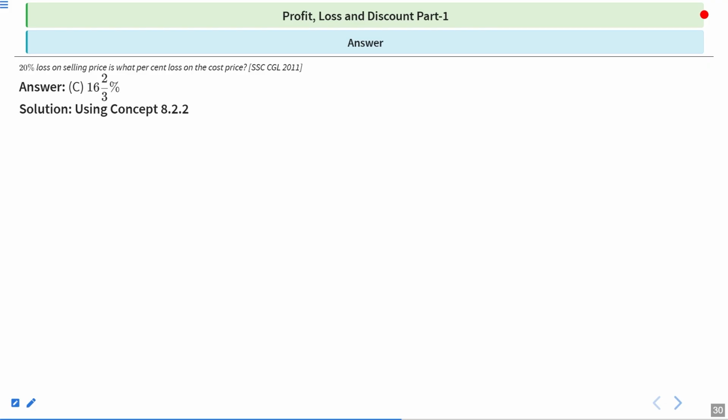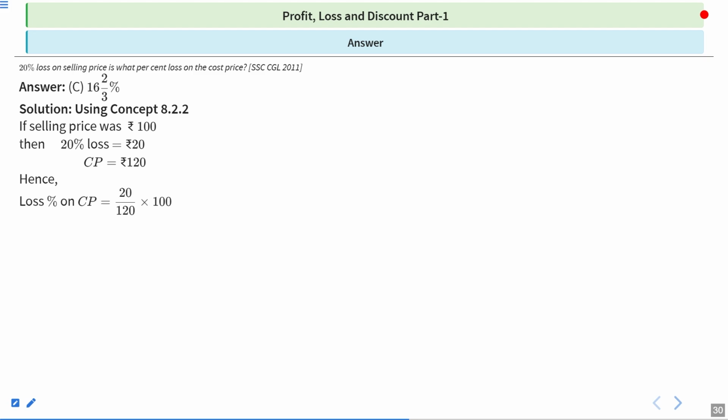Using concept 8.2.2 in this question, if the selling price was 100 rupees, then 20% loss is equal to 20 rupees. So the cost price will become 120 rupees. Hence the loss percent on cost price will become 20 upon 120 multiplied by 100, because we need to calculate the loss percentage. So we got 16 and 2 by 3%. Third one is the correct answer. Next one.